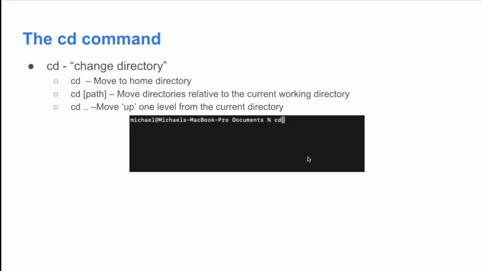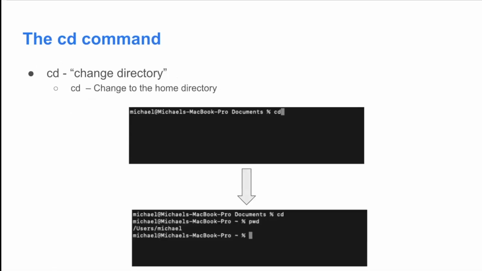So the cd command will let you change directory, and it can be used in three different ways. The first is just with no argument, just cd. And this is going to move you all the way back to your home directory. So in this case, that was that first path that we looked at, users/your username. So you can see that here. And we're starting in the documents folder, as you can see in the command line.